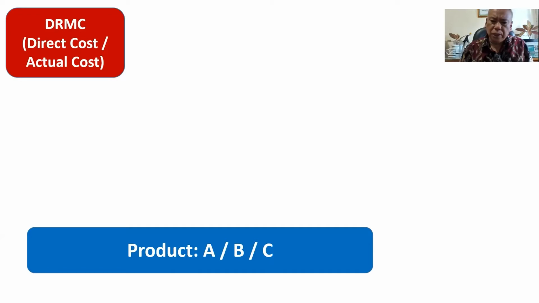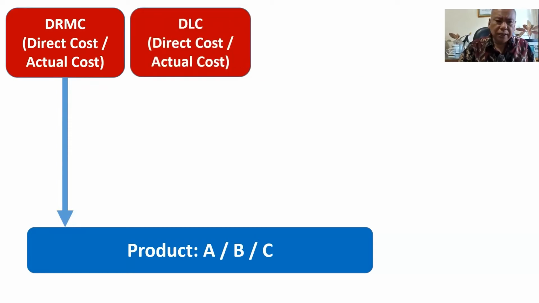So for example, we produce several kinds of products. The direct raw material that can be easily and accurately traced to each kind of product, we call direct costs. And then we can assign it directly to each kind of product. The same thing applies to direct labor costs. This is also a direct cost. Direct labor costs can be easily and accurately traced to each kind of product, so we can also assign them directly to each kind of product.